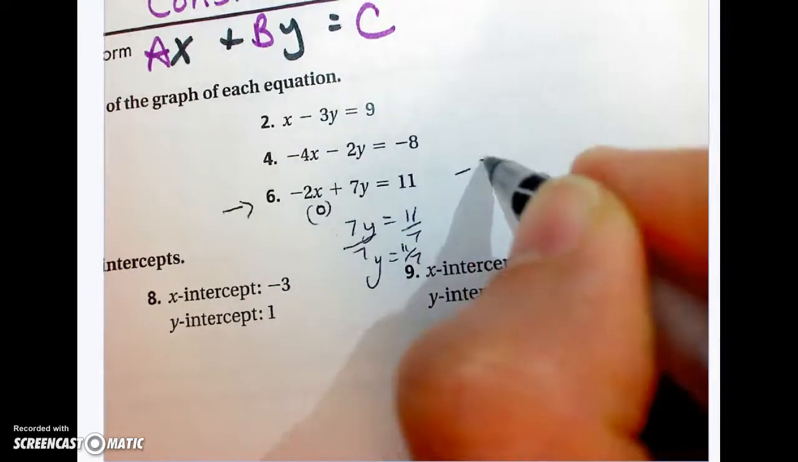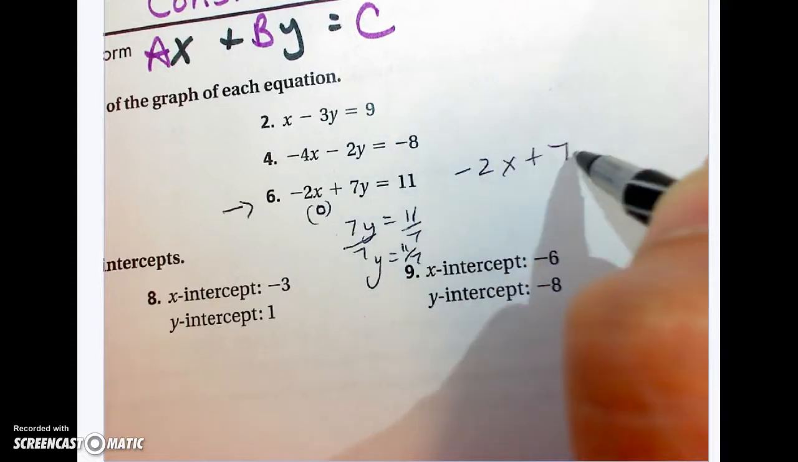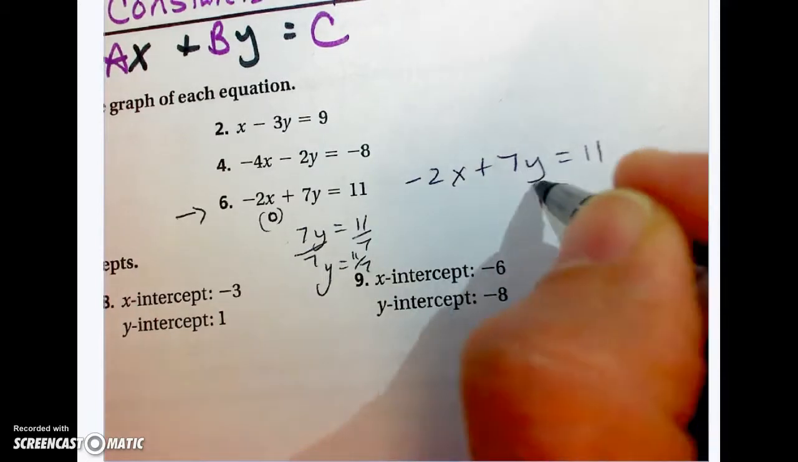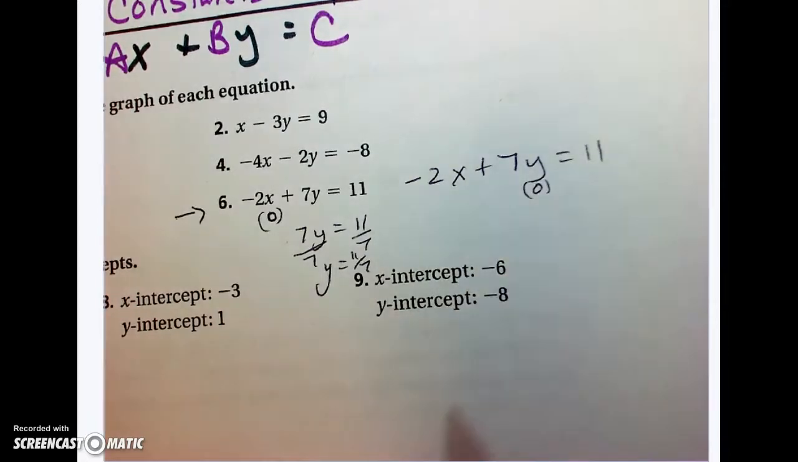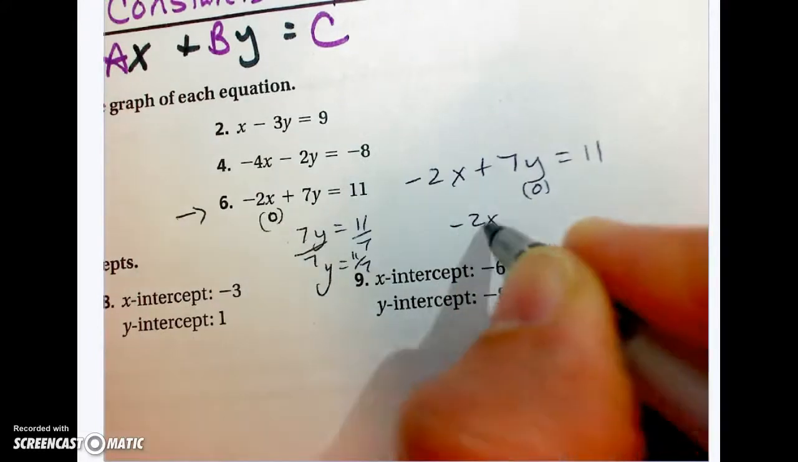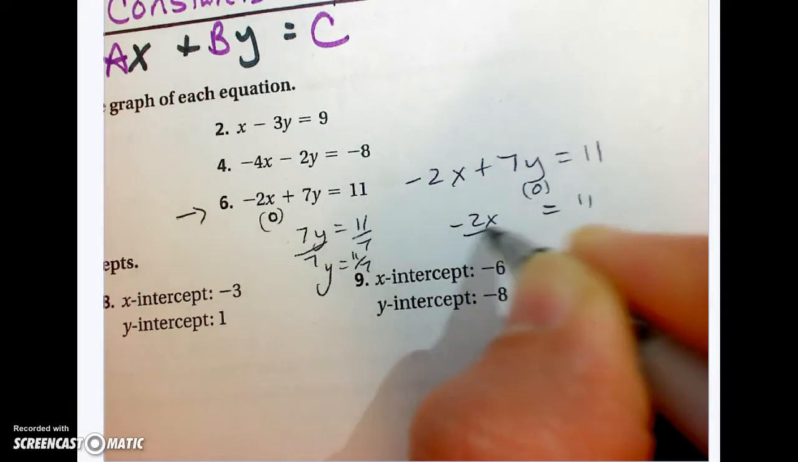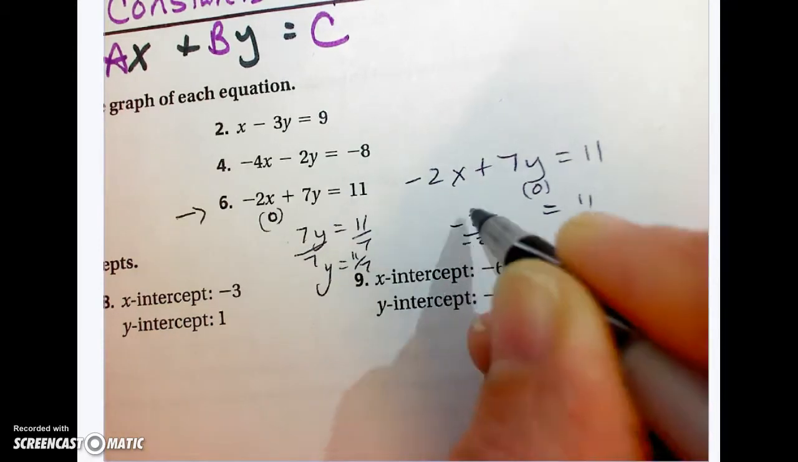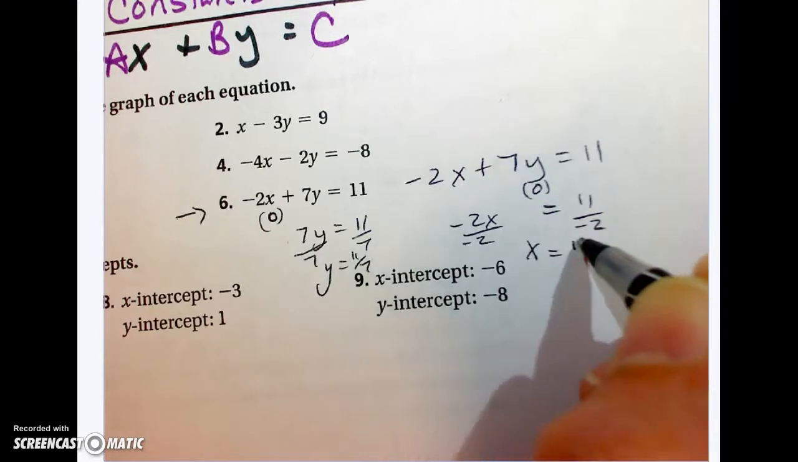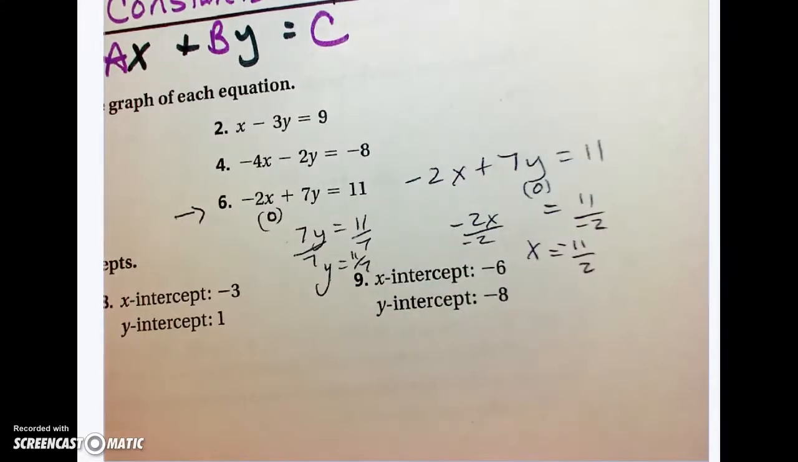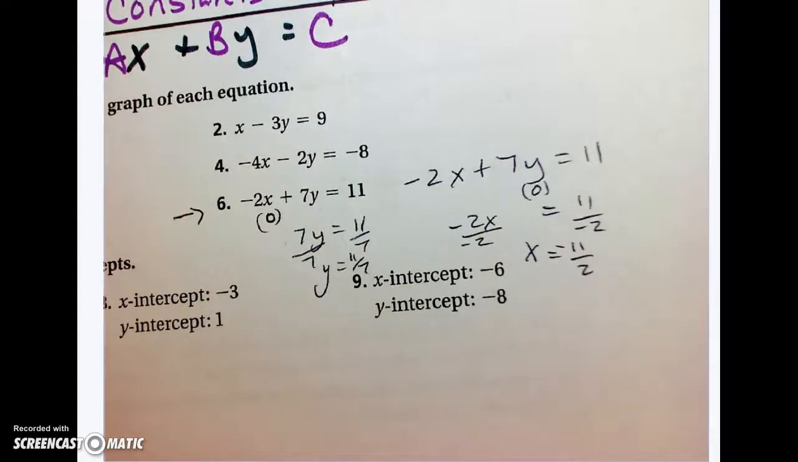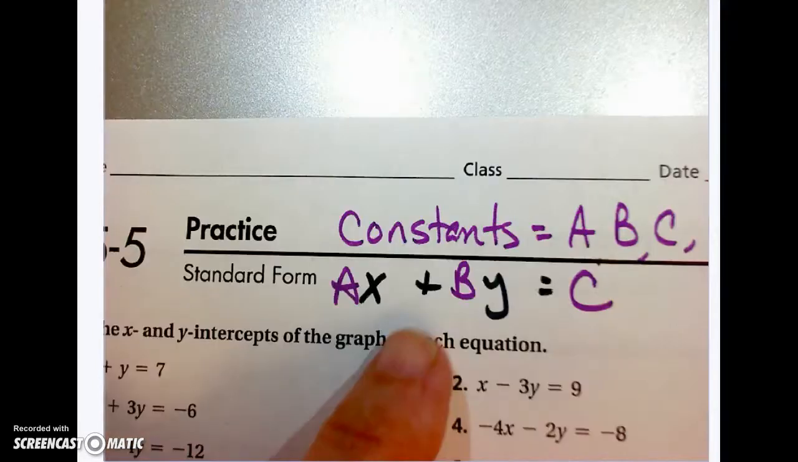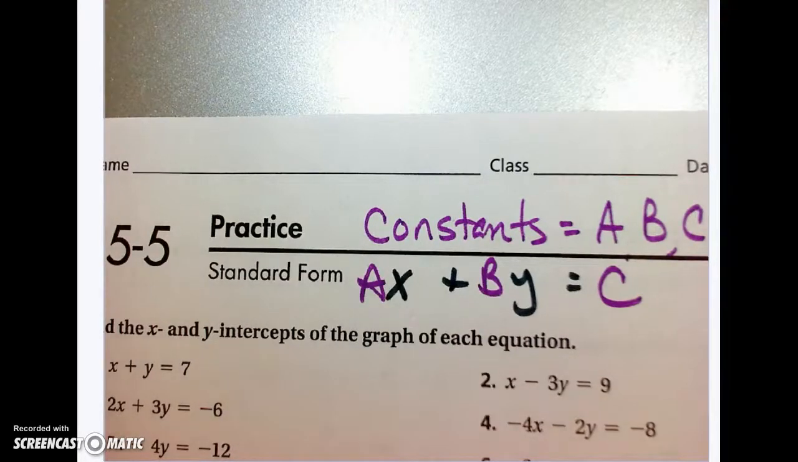And then I rewrite the equation again. But this time I'm going to make y 0 because I want to find out where x is at. So I have negative 2x is equal to 11, and I divide both sides by negative 2. The negatives cancel, the 2's cancel, x is equal to negative 11/2. So that's my two intercepts, my y-intercept and my x-intercept. And that's what the standard form helps us to find easily.